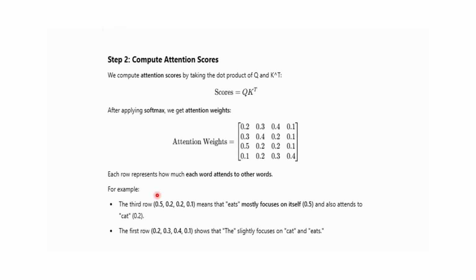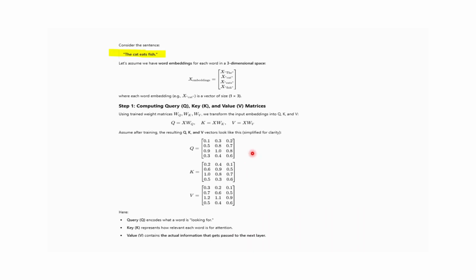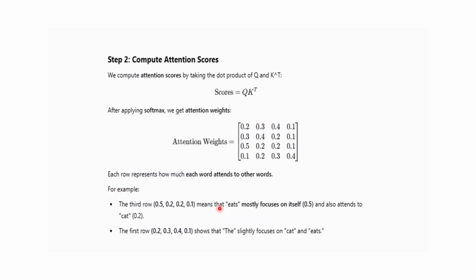So now if you look at this in the third row, what is the third row? The third row is representing eats, right? So the third row represents eats, after attention weights, the query and key. I have taken a dot product, and that's what it means.